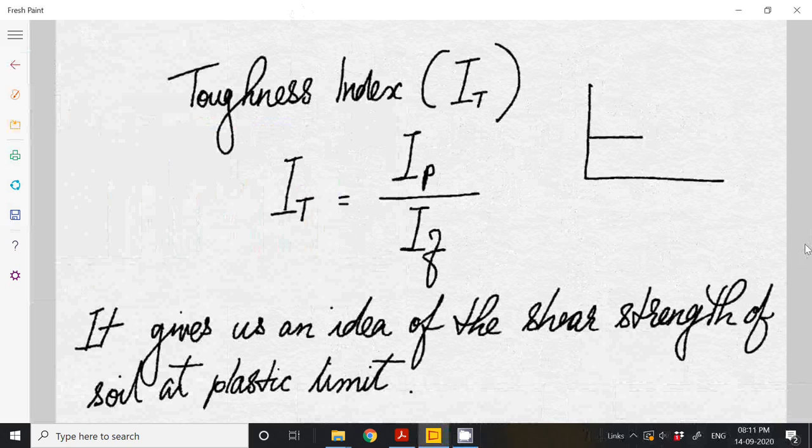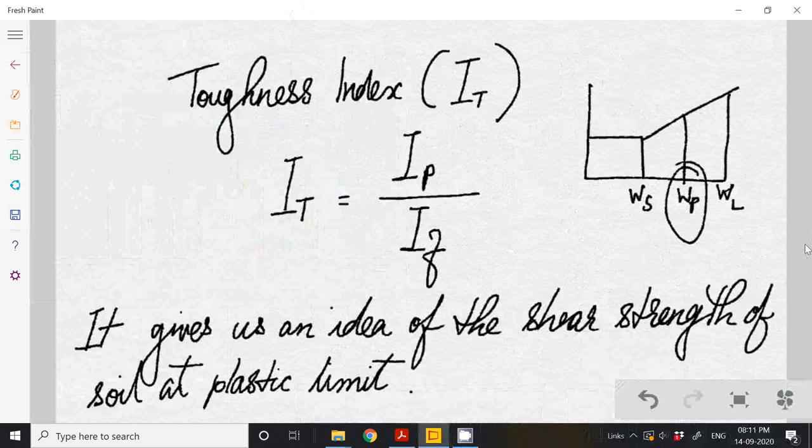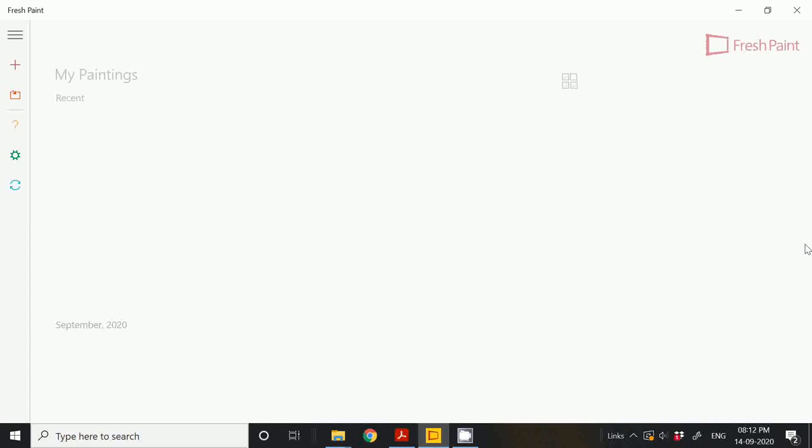As I have given you one diagram at the initial stages, this one is the shrinkage limit, this one is the plastic limit, this one is the liquid limit. So at this point, whatever may be the shear strength, this toughness index gives us an idea about it. Different soils have different shear strength at plastic limit. So if IT is greater for a certain soil, that means this soil will have a greater shear strength at plastic limit. Or if IT is less for a soil, that means the shear strength is low at plastic limit. So this gives us an idea.